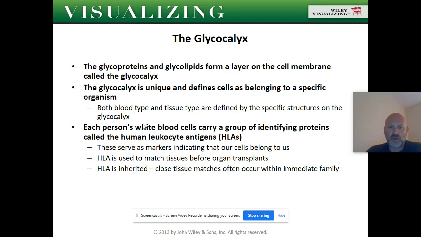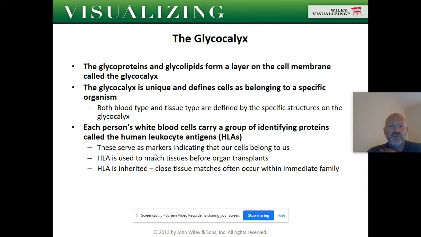All right. Your white blood cells have identifying proteins on them, and that's what gives us our blood types, right? So these are just markers that inform the white blood cells that, hey, these cells belong to us. Don't attack these ones. Look for foreign invaders. Look for glycocalyx that don't belong. React to those.